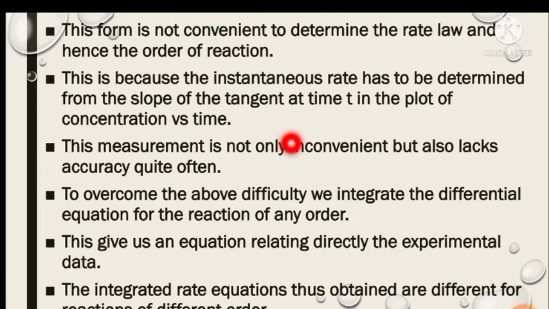फिर हम क्या करते हैं? उसका एक tangent लेते हैं and उसका slope निकाल के उसके slope से हम rate law और order of reaction calculate करते हैं. But it's not very convenient and mostly it lacks accuracy. ठीक है, inconvenient भी है and accuracy भी बहुत ज़्यादा नहीं होती.